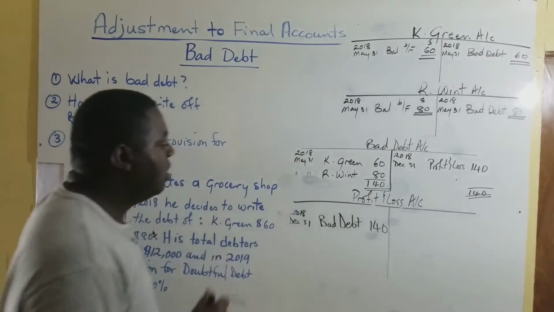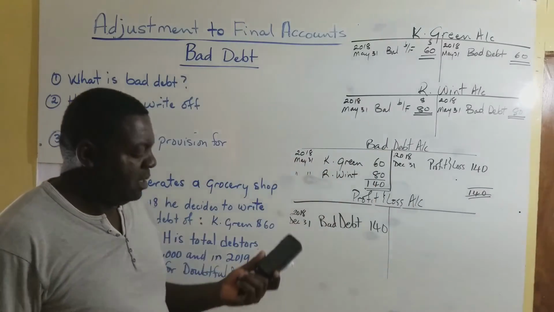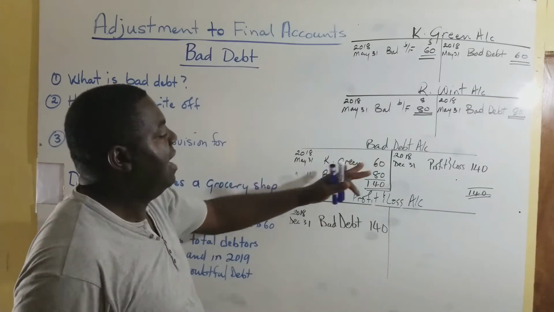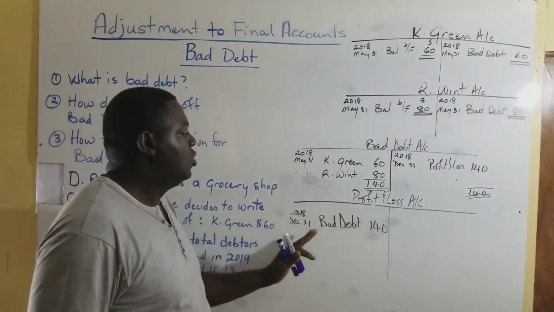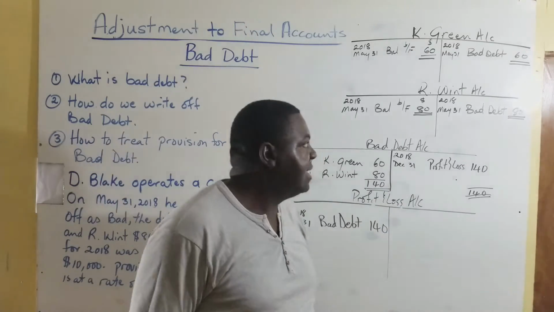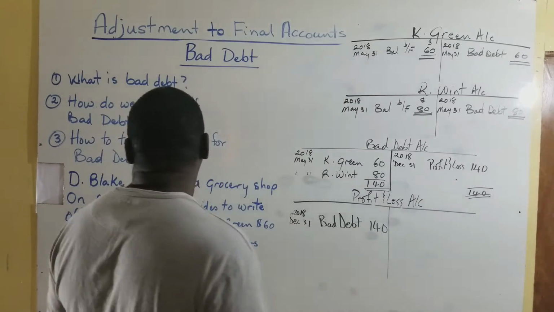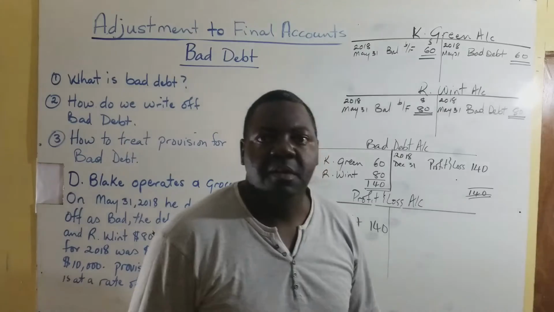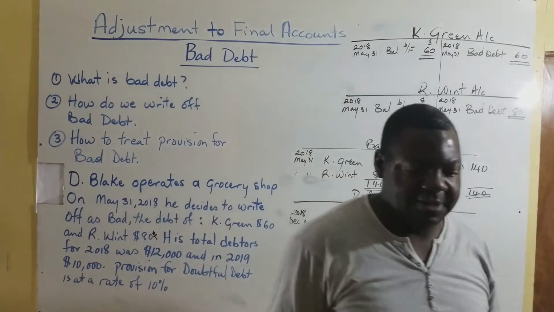All right, and so we would have completed the writing off of the bad debt and transferring the bad debt to charge it to our profit and loss account for that year. That is the first segment of our lesson. We're going to move to look at provision for bad debt.